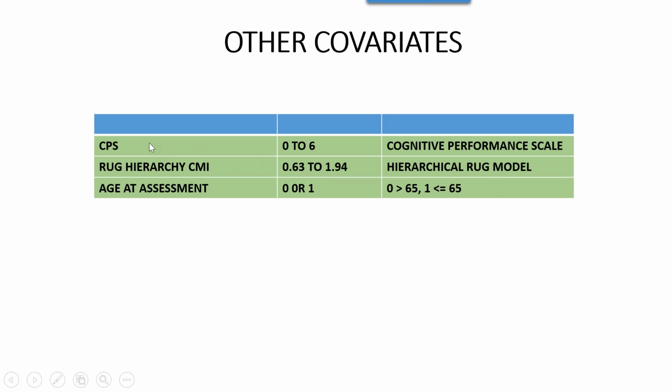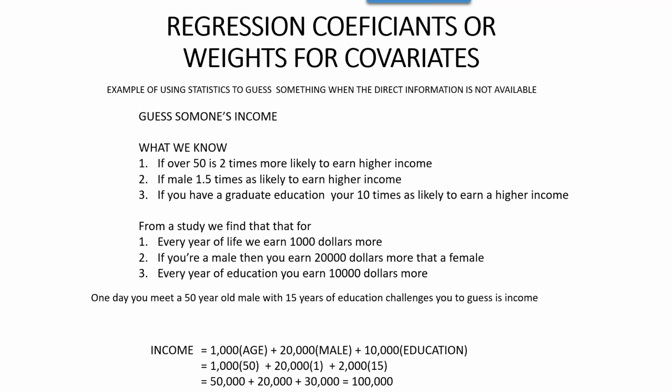And then we're going to look at the cognitive performance scale as a covariate, and we know what that is, it goes from 0 to 6. We're going to look at the RUG hierarchy score, which goes from 0.63 up to 194. And we're also going to look at age at assessment. So we're going to calculate these total scores within each of the stratifications that we looked at. So remember, we've already calculated the raw true score.